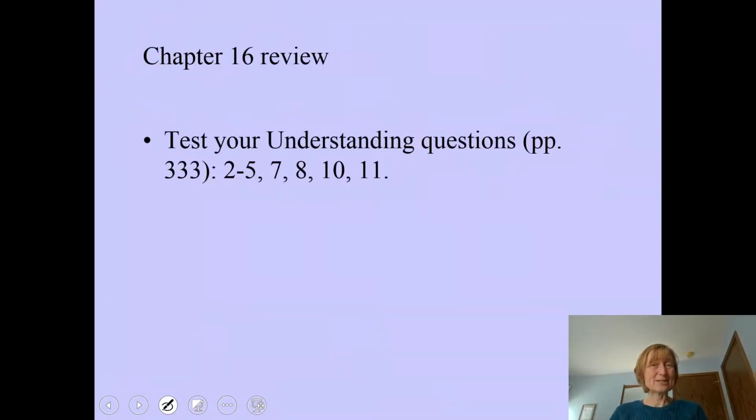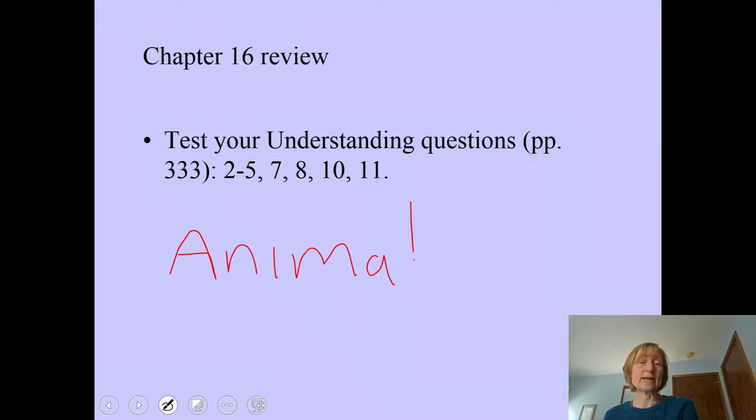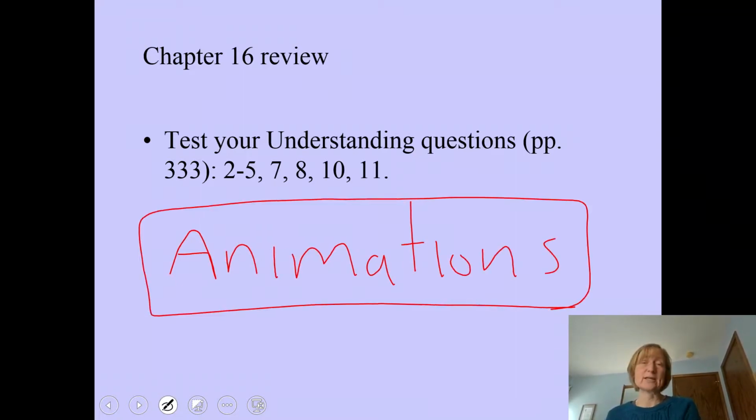Chapter 16 has some test your understanding questions. I strongly recommend looking for animations of DNA replication too for Chapter 16. Animations are going to help you understand replication in a way that static pictures can't. So you've got to do it, all right? I think that's it. Make sure that you get your Pearson's online assignments done that are associated with Chapter 16.